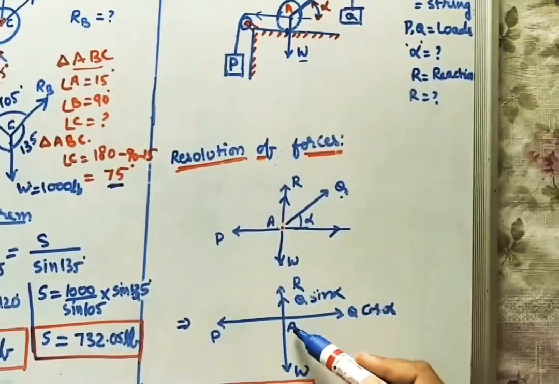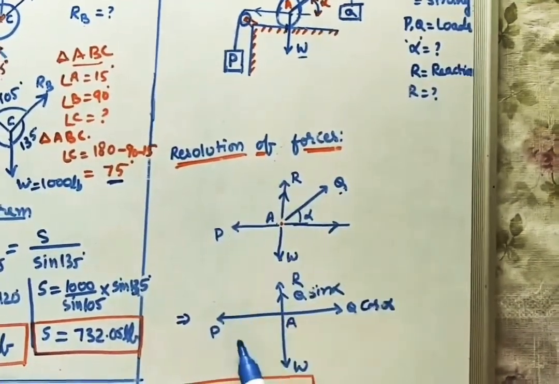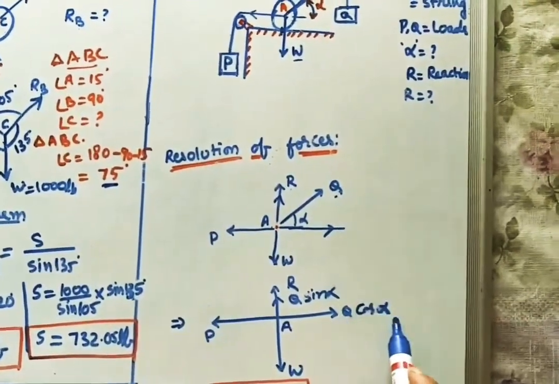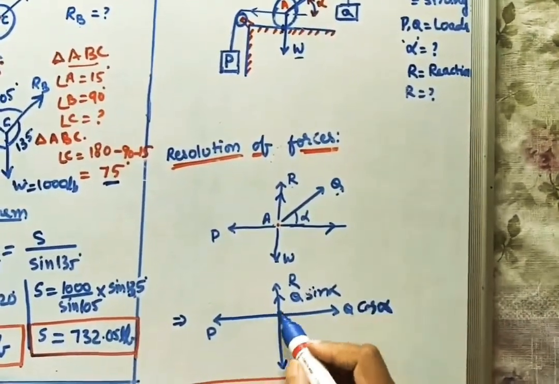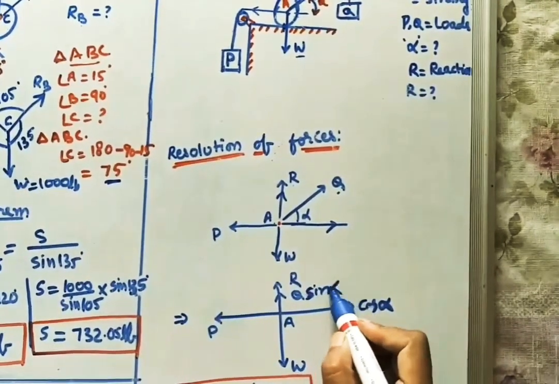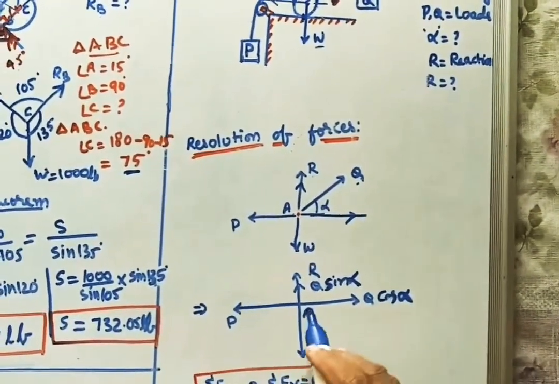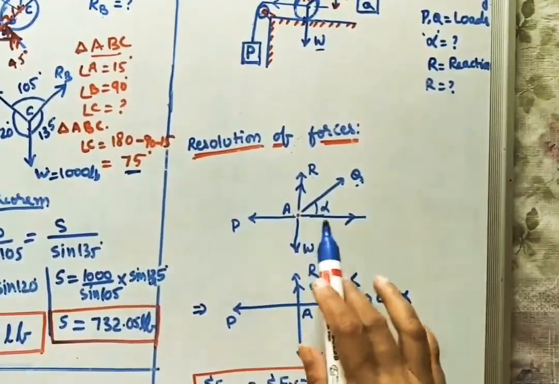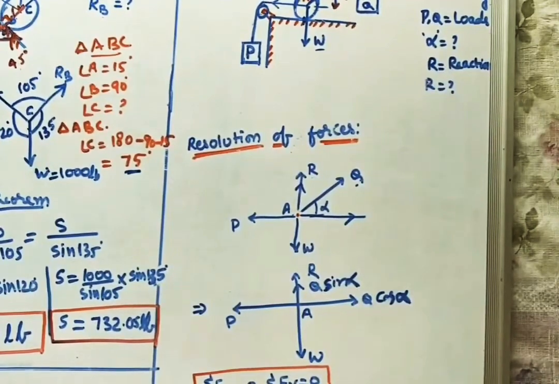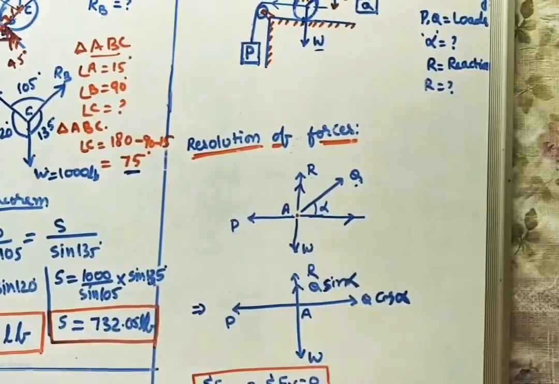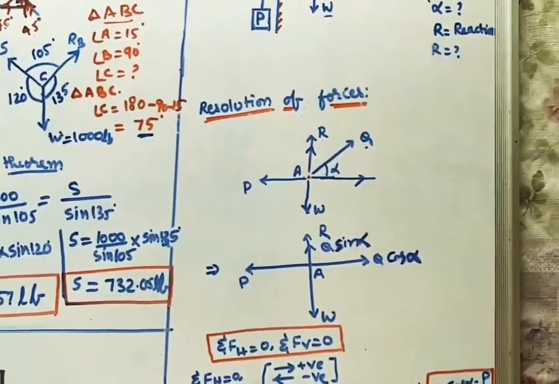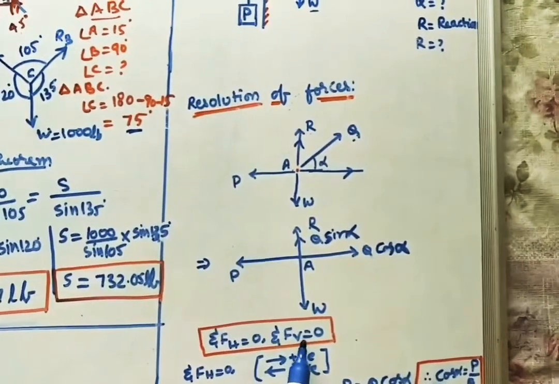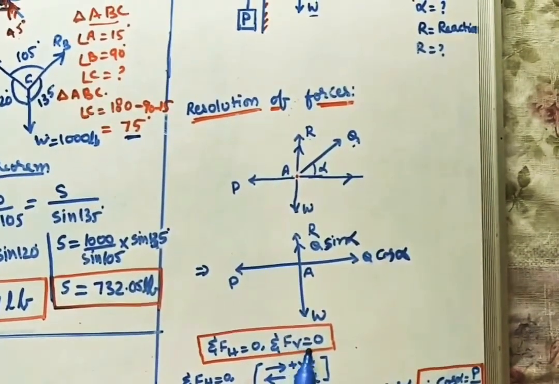Redraw the diagram at A point. W, this is the P, R is vertical. Here horizontal component is Q cos alpha, vertical component is Q sin alpha. Now for concurrent forces, because all forces are acting at A point, we can call it a concurrent force system. For equilibrium of A point, we apply sigma Fh is 0 and sigma Fv is 0. Unbalanced horizontal forces sum should be 0, and similarly unbalanced sum of all vertical forces should be 0.